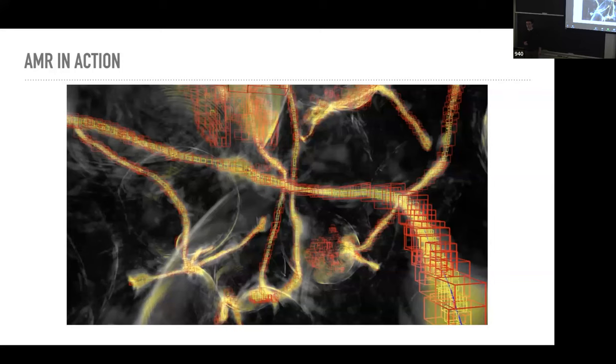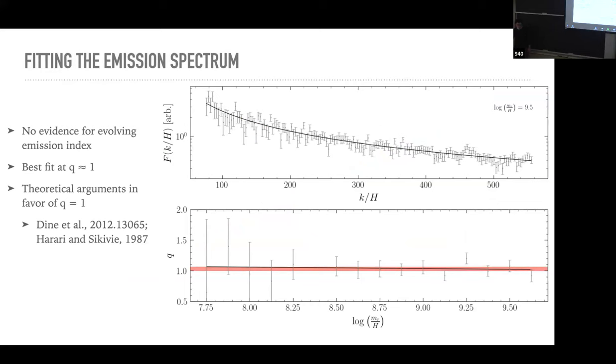Okay, so we can also try to extract that emission spectrum just by looking at the energy density in the axion field as a function of time, taking numerical derivatives. We can do a fit. Here I'm showing you the fit to the emission spectrum at about log equals 9.5. You get a value of Q that is about 1, more or less corresponding to a scale invariant spectrum. And these are the best fit values of Q as a function of log that we get from our new simulation that goes out to late times.